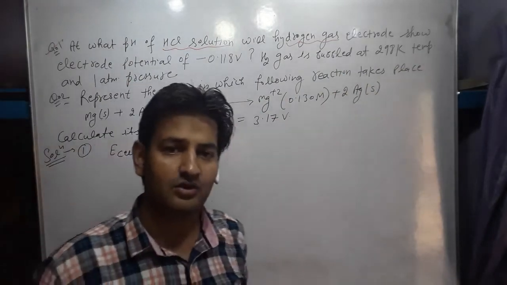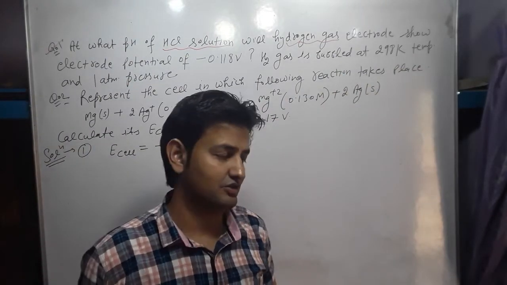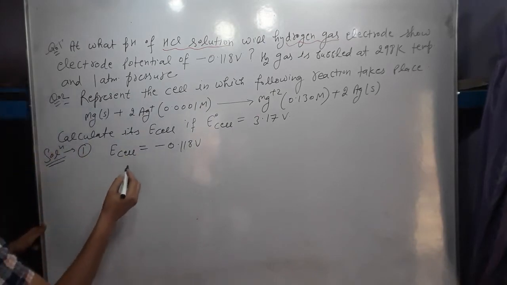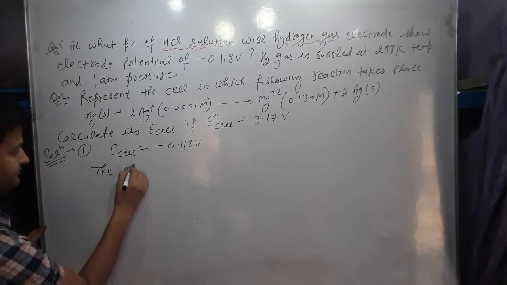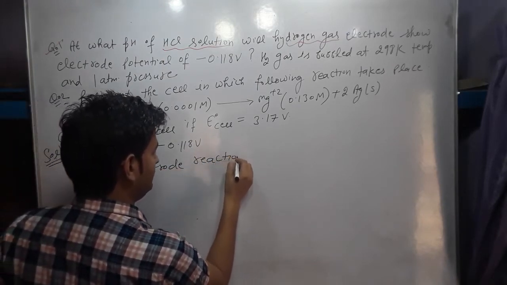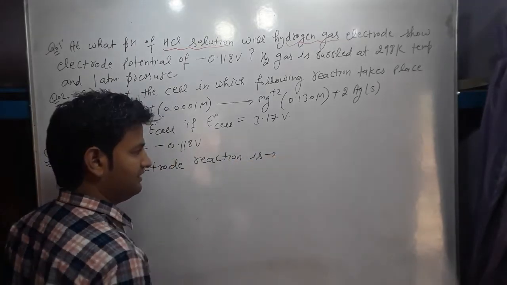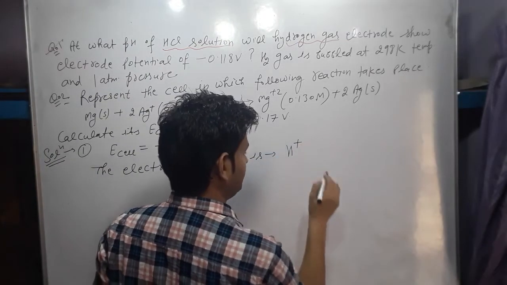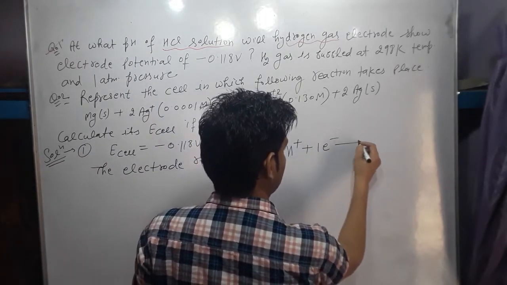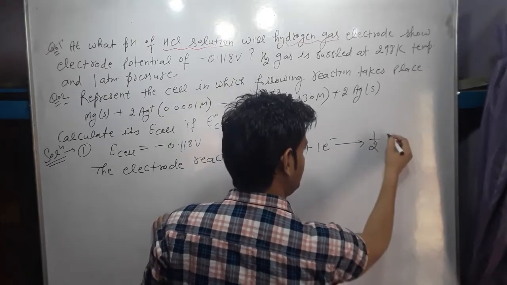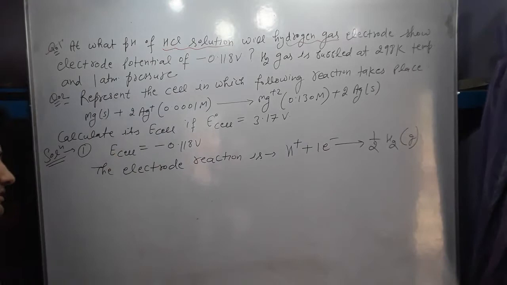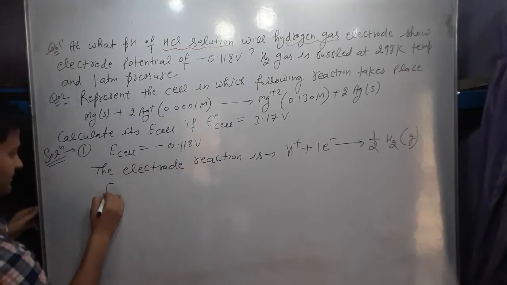When HCl breaks down, it gives H plus and Cl minus. So the hydrogen undergoes reduction, and we can say the electrode reaction takes place as follows: the H plus ion, which is produced from the HCl, accepts one electron, and hydrogen gas is evolved, so it converts into H2. The reaction will occur like this. So we can write the Nernst equation for this cell.